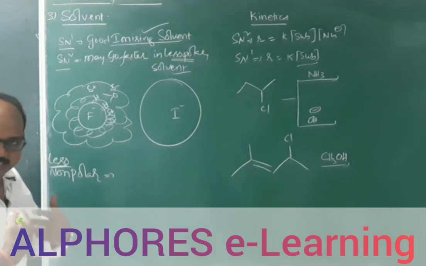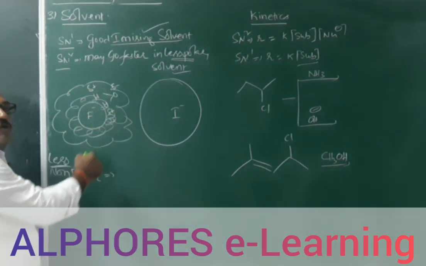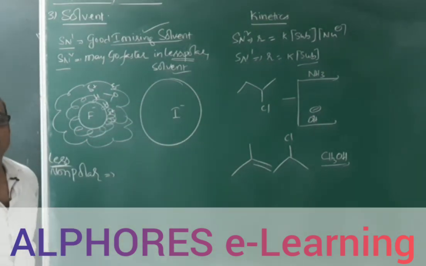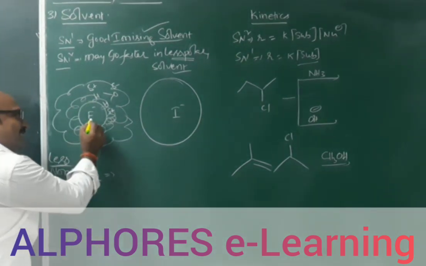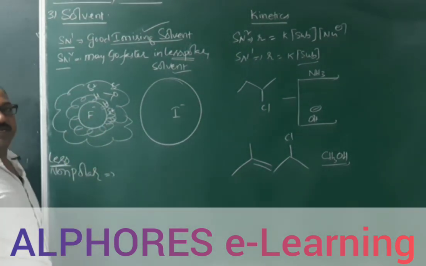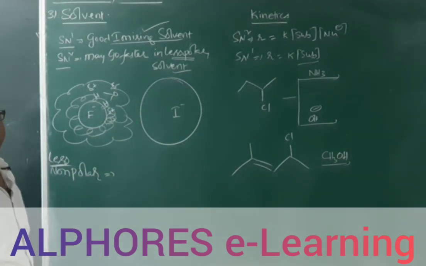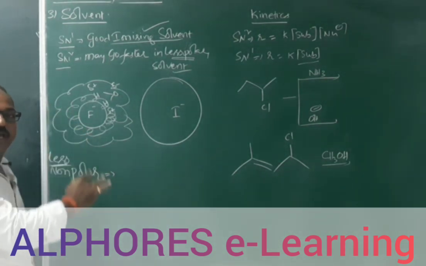Nucleophilicity is nothing but the tendency to attract positive charge. Whenever positively charged ions are surrounded around F minus, its affinity towards another positively charged ion decreases. That means in the case of a more polar solvent, F minus, which we discussed earlier as a strong nucleophile, has its nucleophilicity reduced.